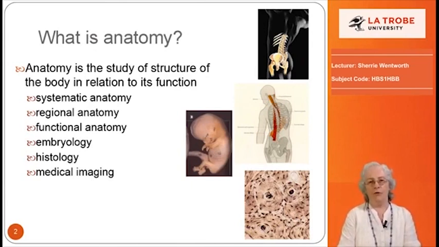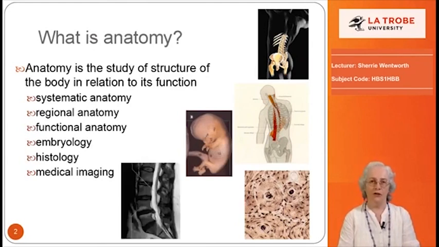Within anatomy there are a number of ways of viewing the body. You can look at the outside of the body or you can look at the inside of the body via slides showing sections of tissue, as in histology, or via medical imaging. Here we see an image of the vertebral column taken via an MRI. We'll look at different ways of imaging the body.